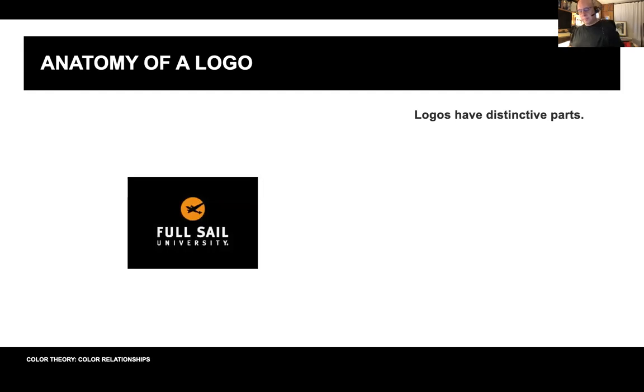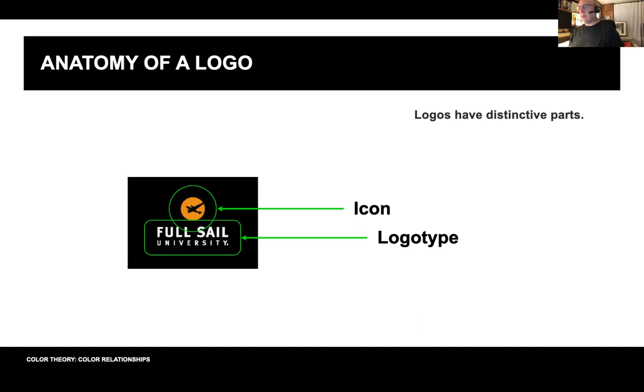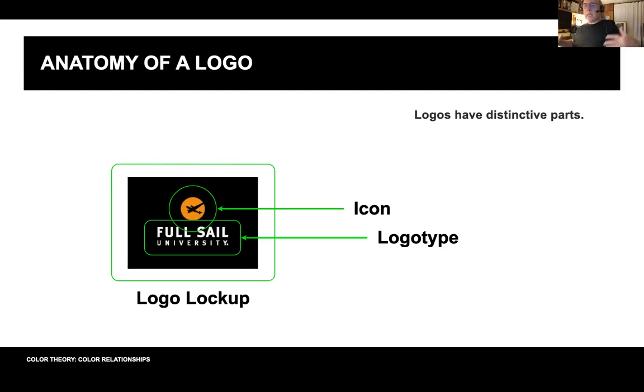Here's a logo. This logo is actually pretty well designed and functional, and it follows the rule we talked about earlier with an icon and logo type. We've got an icon and logo type. Together, those two things, the way they're positioned and the way they're proportioned, is called a logo lockup. Anybody know why the icon is a plane?